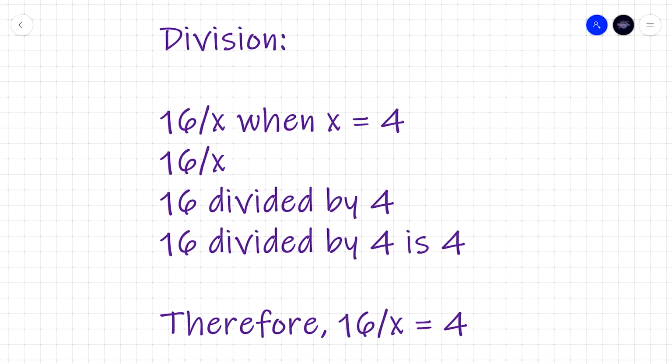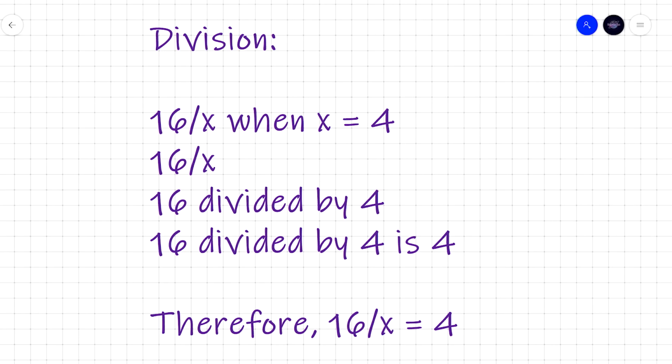And then finally, we have division before we go on to the quiz. So we have 16 divided by x when x is equal to 4.